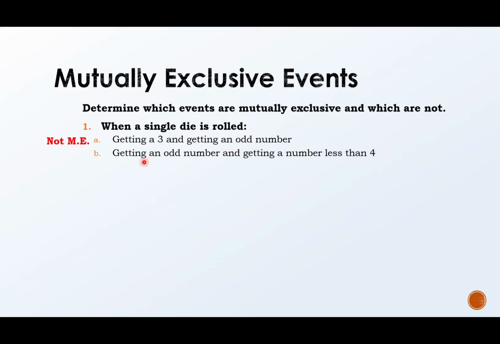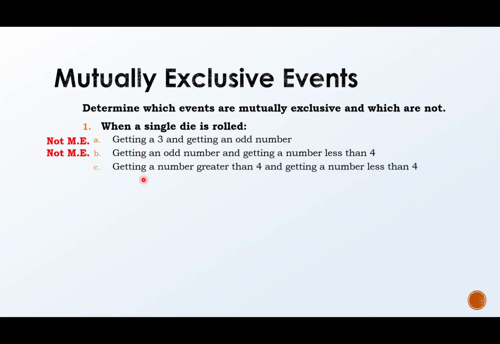Next, these are the events that we have. Getting an odd number, and the other event is getting a number less than 4. The elements of the first are, of course, 1, 3, and 5. The other contains the numbers less than 4. It did not say less than or equal to 4, so the 4 itself is not allowed. So, the numbers less than 4 when you roll a single die are 1, 2, and 3. Obviously, they have an intersection, the 1 and the 3. So the intersection contains two elements. So they are not mutually exclusive.